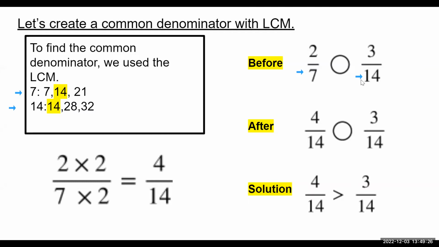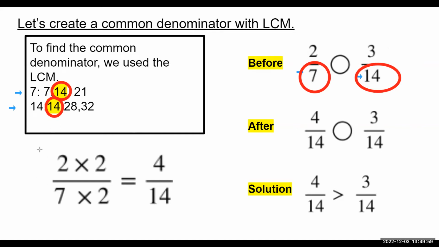Once they write out their multiples, they will find that they have 14 in common. So that will become our common denominator. What we do is we take that 14 and we try to convert. Now, 3/14 already has a denominator of 14, so we don't need to change anything here. 3/14 can stay the same. What we need to do is change 2/7, because that fraction does not have a denominator of 14.